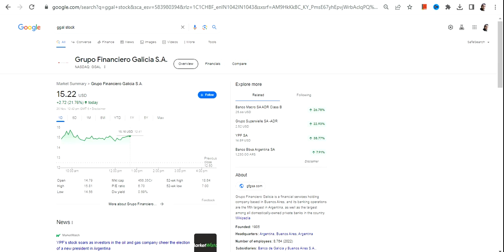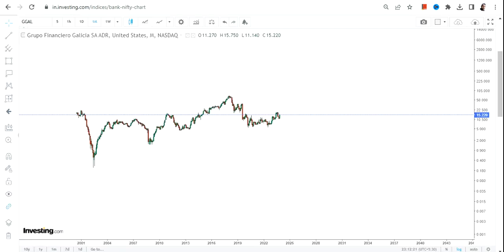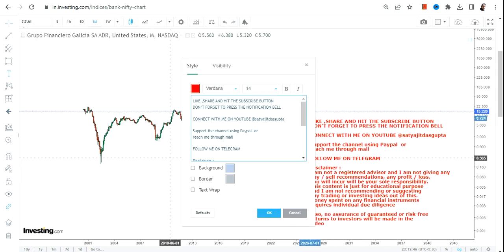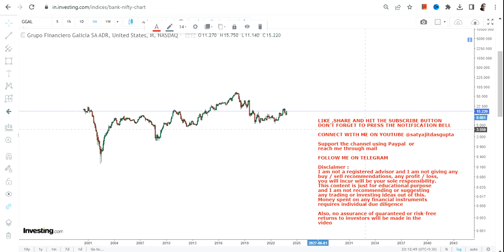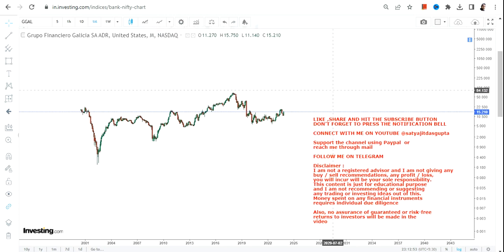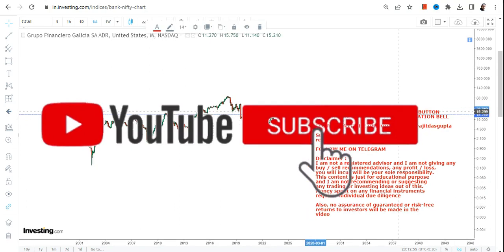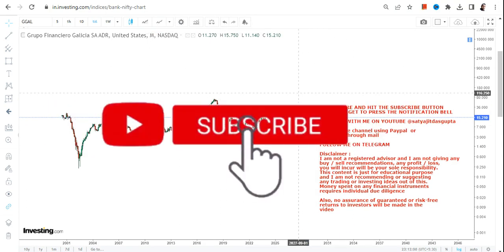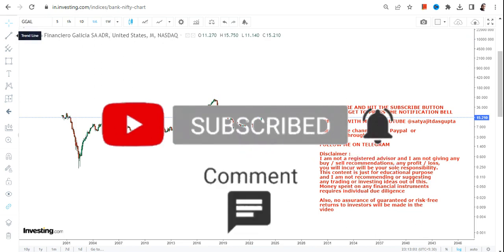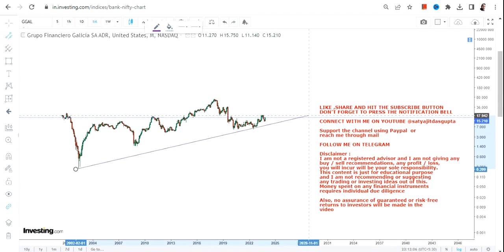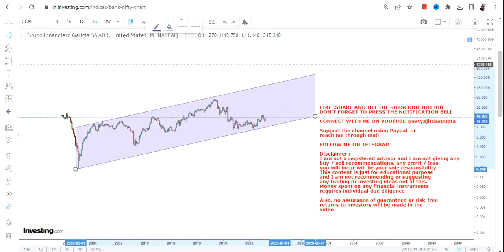So we are going to discuss Ggal stock, Grupo Financiero Galicia, and this particular stock is flat for the last 20 years. So this is what we can see, or one can see, as far as the price chart is concerned. But there are enough swings to talk about, obviously for the next couple of years, not at all for the short run. What I'm going to do is simply connect the dots and try to see if we get anything out of it.